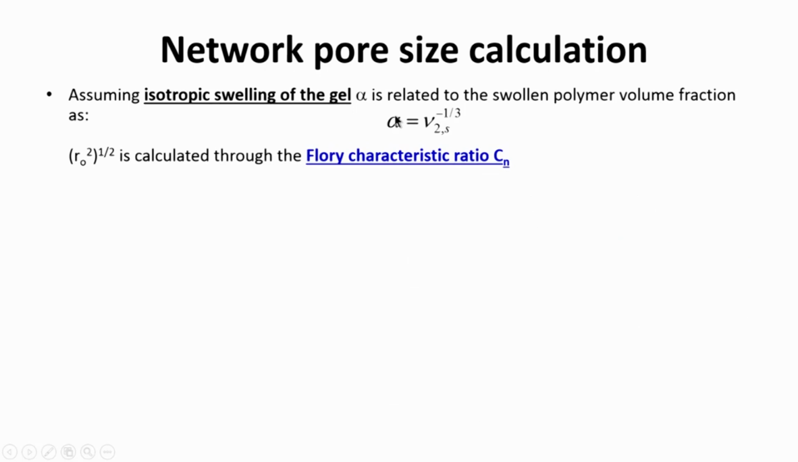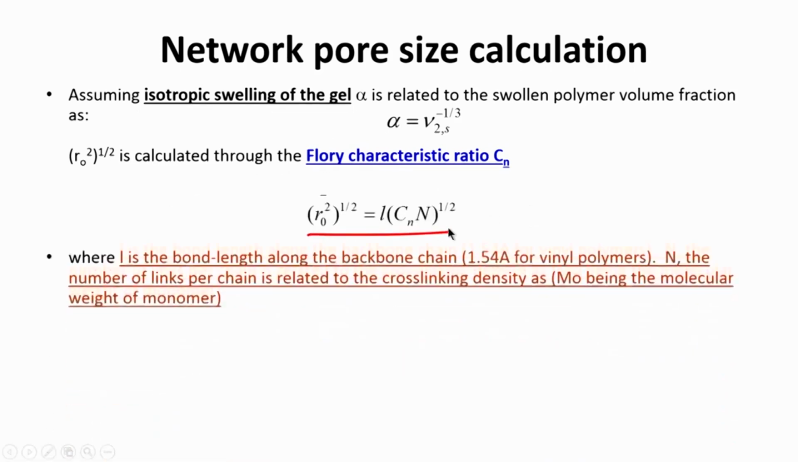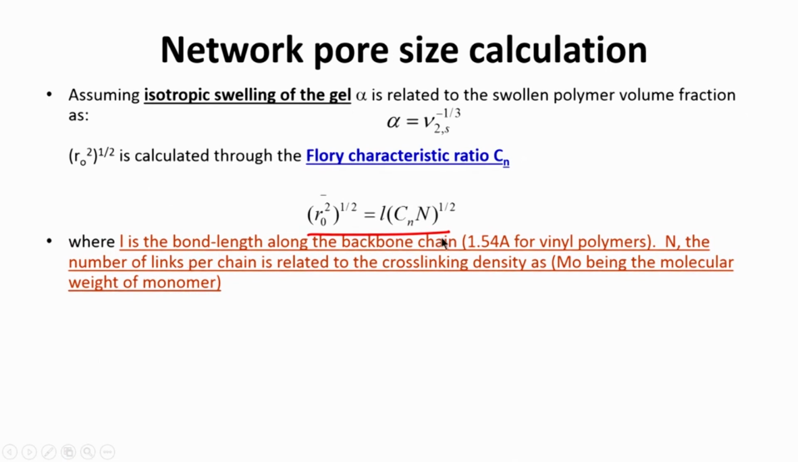then we can say that alpha, which is the elongation, is going to be proportional to the negative cube root of V2S, which is the volume fraction in the solvent. Then R naught is calculated through the Flory characteristic ratio Cn, which is defined empirically like this, where L is the bond length along the backbone. Typically it is 1 to 1.5 to 1.7 Angstrom for different polymers. Here is an example of 1.4 Angstrom for vinyl polymers, and n is the number of links per chain.